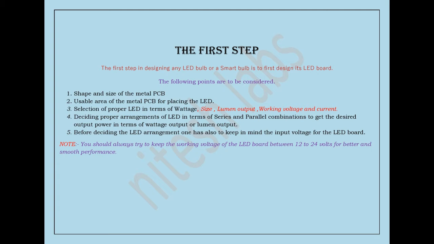Before deciding the LED arrangement, one has also to keep in mind the input voltage which is to be fed to the LED board. This is very important. Note, one of the very important points: when you are deciding a smart bulb or a bulb which has a capability of dimming, you should always try to keep the working voltage of the LED board between 12 to 24 volt for better and smooth performance.